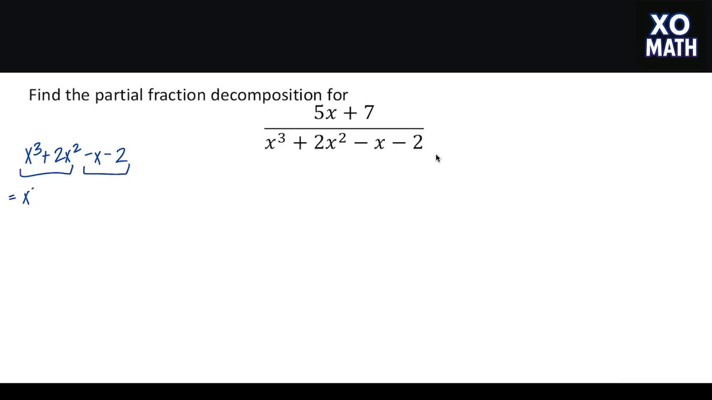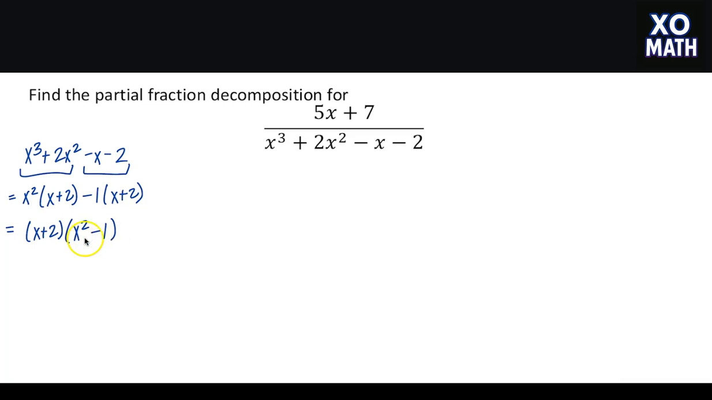We can take out an x squared from the first two terms, and we're left with x plus 2. We can take out a minus 1 from the next two terms, and we're left with x plus 2. Now there are two terms that each have an x plus 2 as a common factor. So we'll take out the x plus 2, and we're left with an x squared from the first term and a minus 1 from the second term.